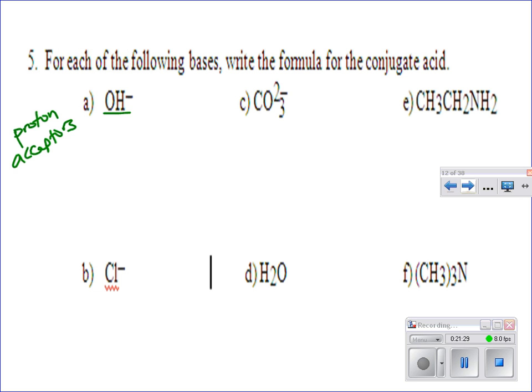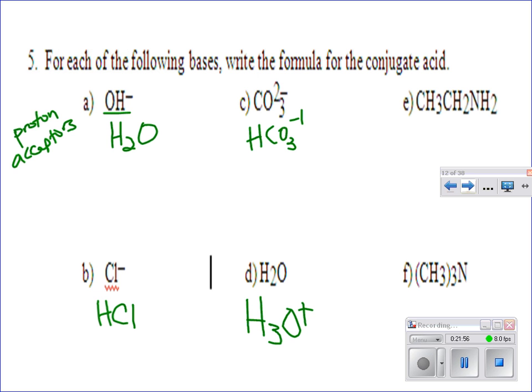That we know is a base. So what's its conjugate acid? H2O. Cl minus becomes... CO3 minus 2, I said CO2 minus 3, didn't I? Yeah, it's CO3 minus 2 becomes HCO3 minus. Water, when it accepts, becomes the hydronium ion. Oh, there's a nitrogenous base.